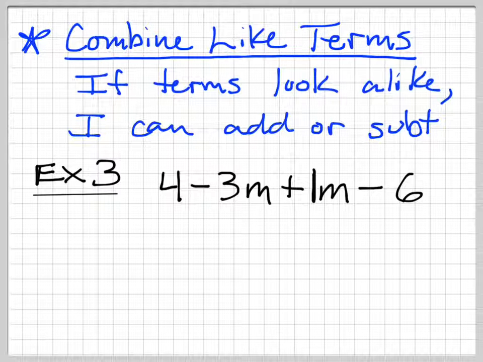I'm going to go ahead and put a geometric shape around the terms that are identical. So you'll notice I've got a negative 3m and I've got a positive 1m. And you'll notice I include the sign with them because the negative is linked to that 3m. Now when I put these two terms together, I'm adding or subtracting. Negative 3m plus 1m combines to negative 2m.